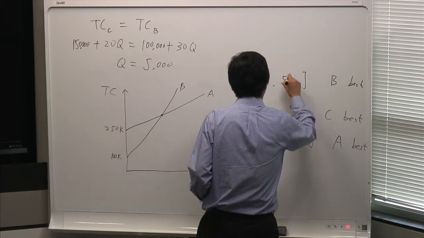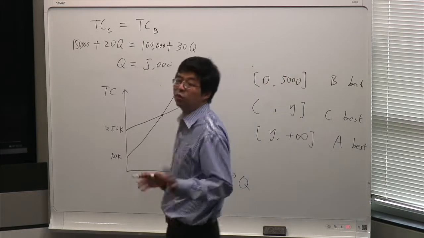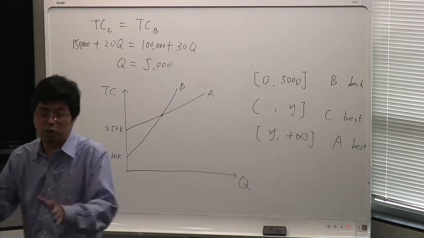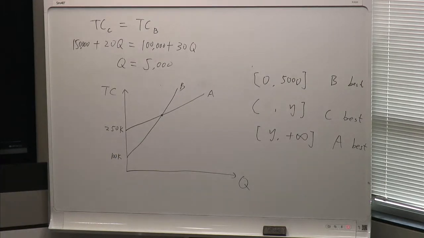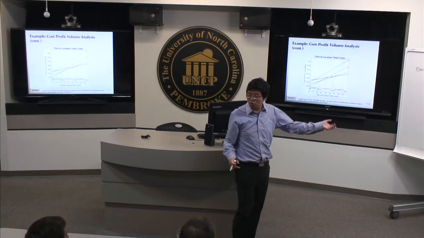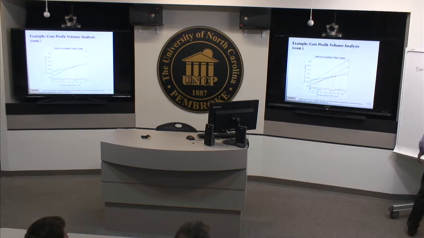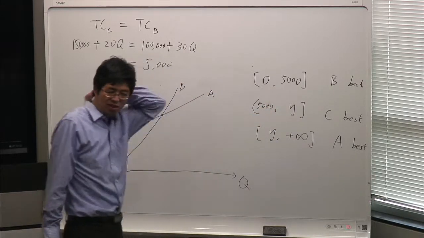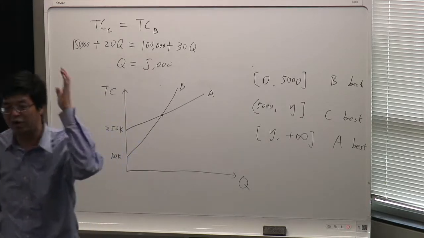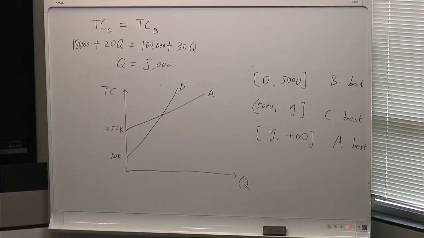We know if your output is between 0 and 5,000, which one is the best? B is the best. But now we still don't know, in which range is C the best and A the best? How do you do that? Anybody else can tell us how to find this range? A is the best versus C is the best.